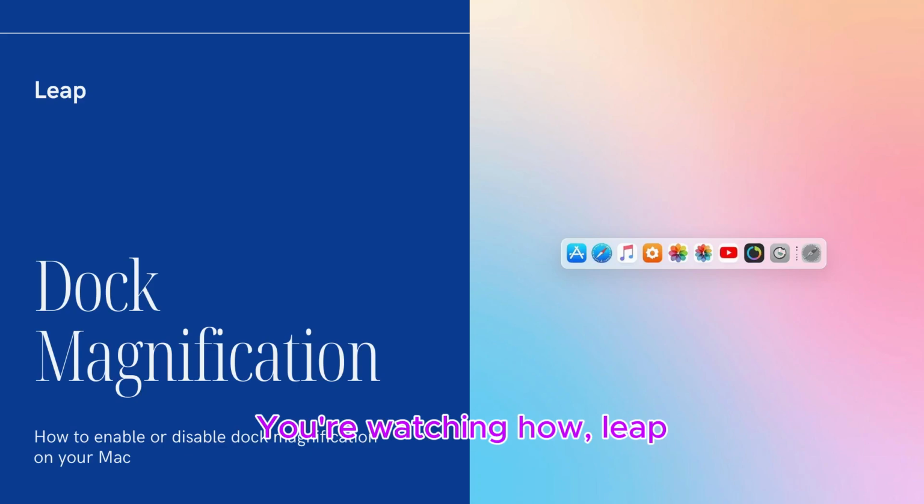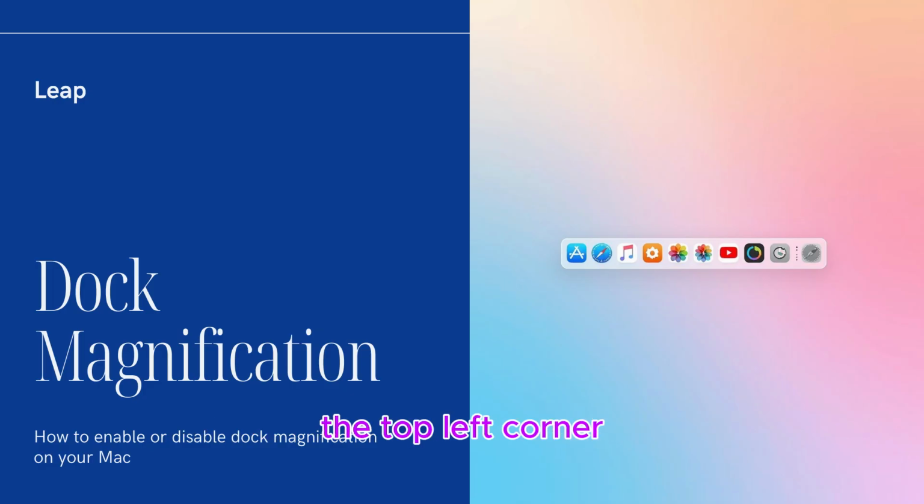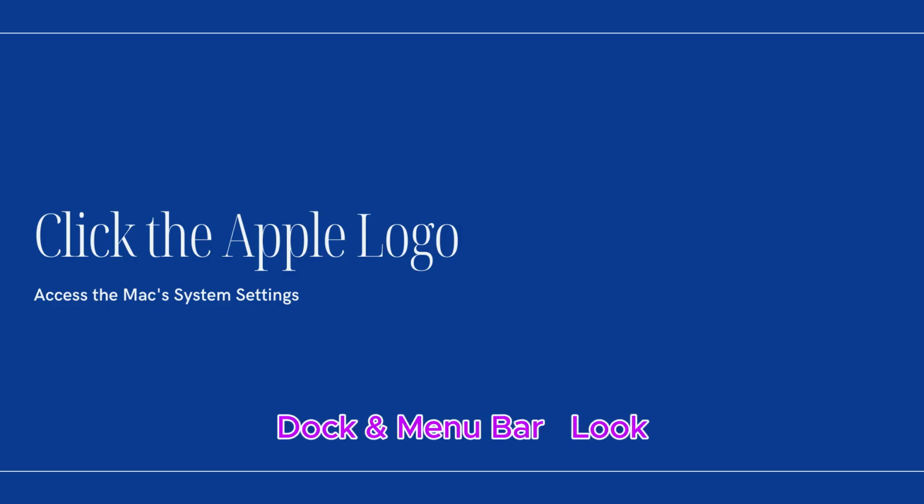You're watching How Leap. Let's enable or disable dock magnification on your Mac. Click the Apple logo in the top left corner. Select System Settings or System Preferences. Click Dock in menu bar. Look for the option Magnification.